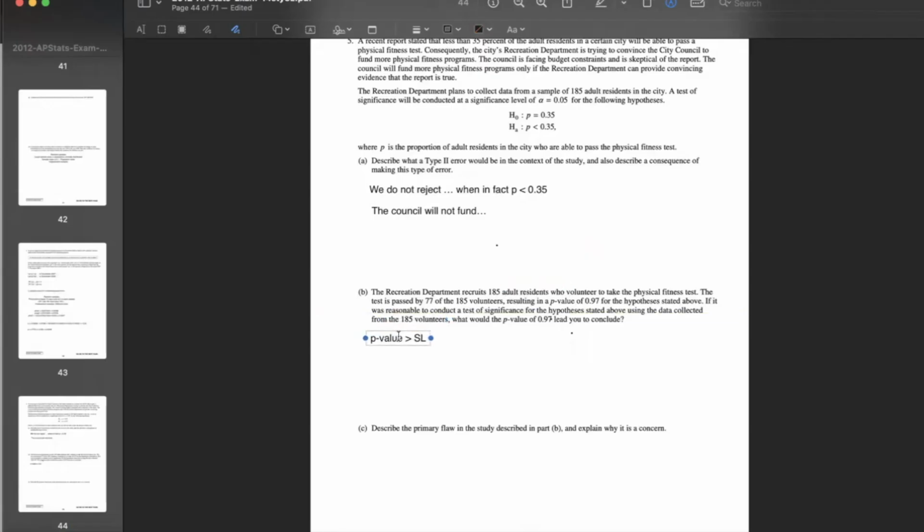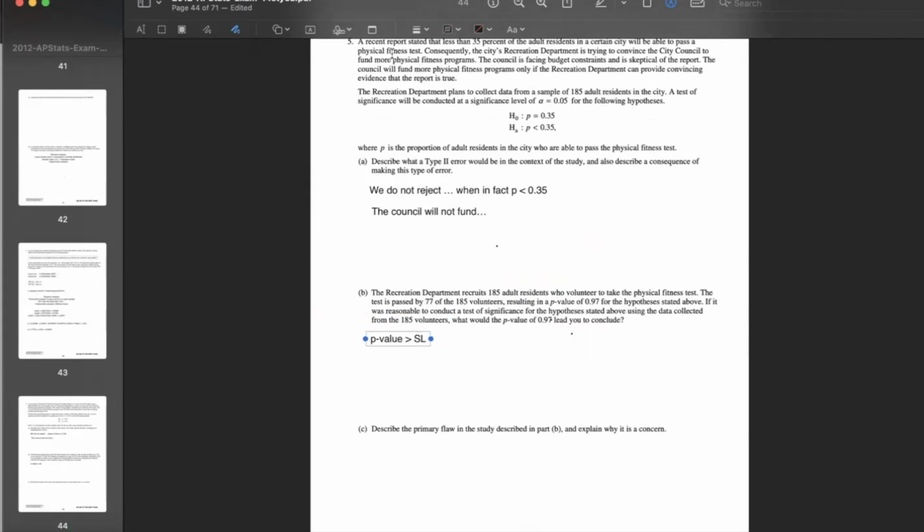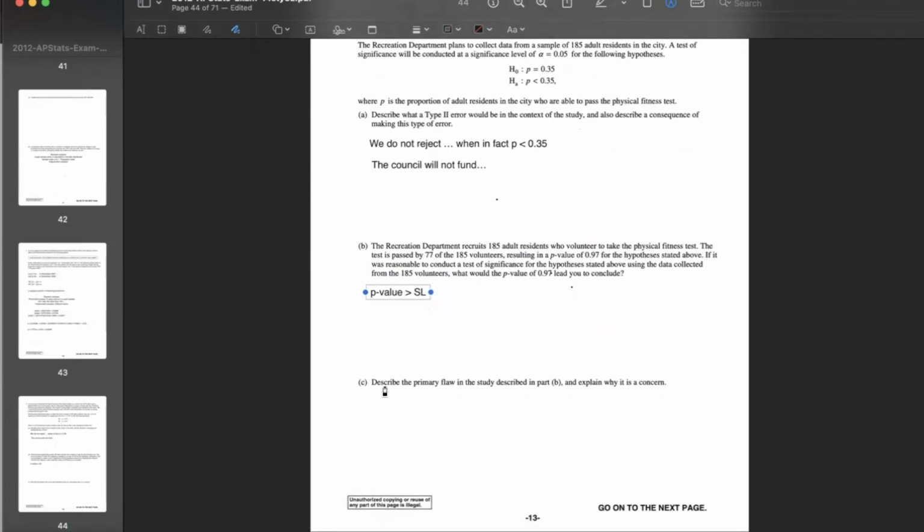So we fail to reject the null hypothesis. We do not have statistically convincing evidence that less than 35% of adult residents will be able to pass a physical fitness test. All right. And then part C, describe the primary flaw in the study described in part B and explain why it's a concern. So let's read over it again.